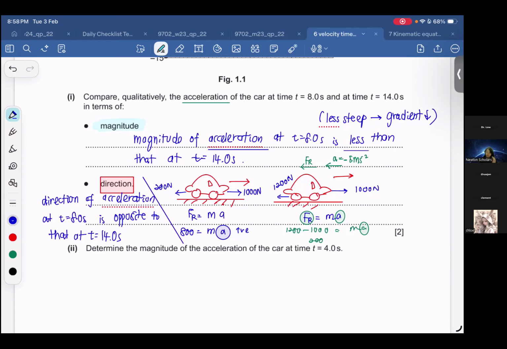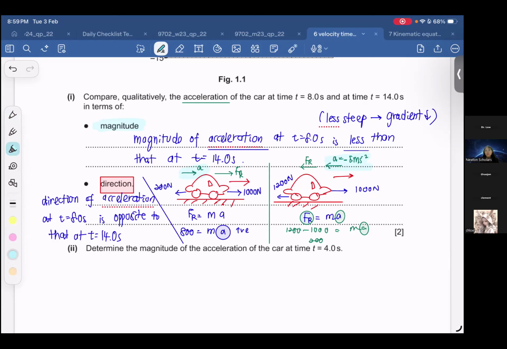The direction is opposite. This one is your resultant force. In the first case the resultant force is here, so your acceleration follows and it will be to the right. Then in the second case the frictional force is greater, so the acceleration follows the resultant force, and it will be backwards. So these two directions are opposite.